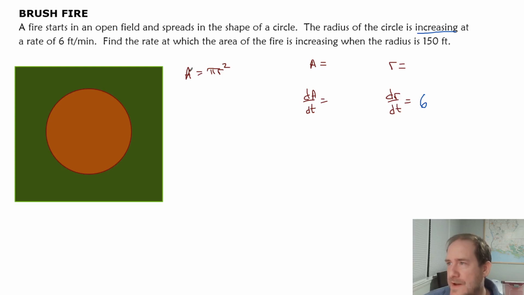It says find the rate at which the area of the fire is increasing. That means dA/dt is going to be the ultimate answer to the question when we're done. It says find that when the radius is 150 feet. So this is 150 feet. Again, you might notice that we currently don't know the area. We're sort of left to wonder what's the area.